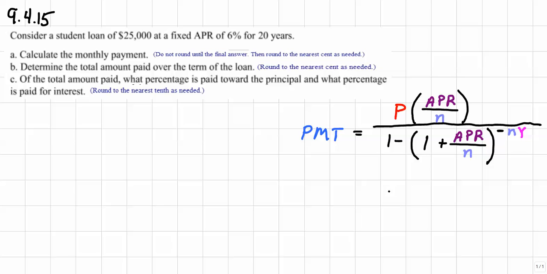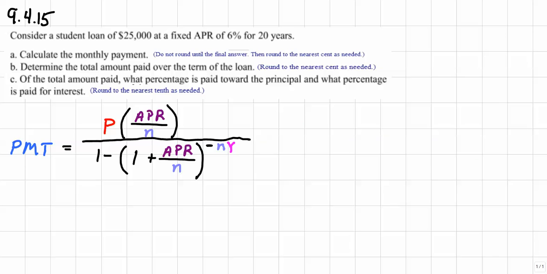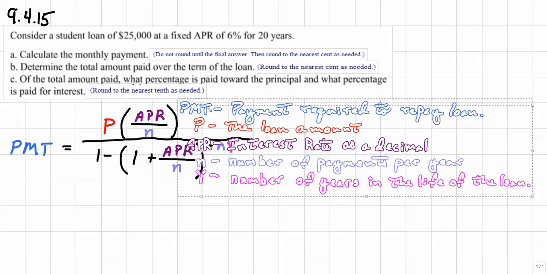PMT is equal to P times APR over N divided by 1 minus 1 plus APR over N raised to the power negative NY. So when we do this, we need to understand what PMT is, what P is, what APR is, what N is, and what Y is. Alright, so for this problem, we're going to look and see exactly what all of these are going to be equivalent to.